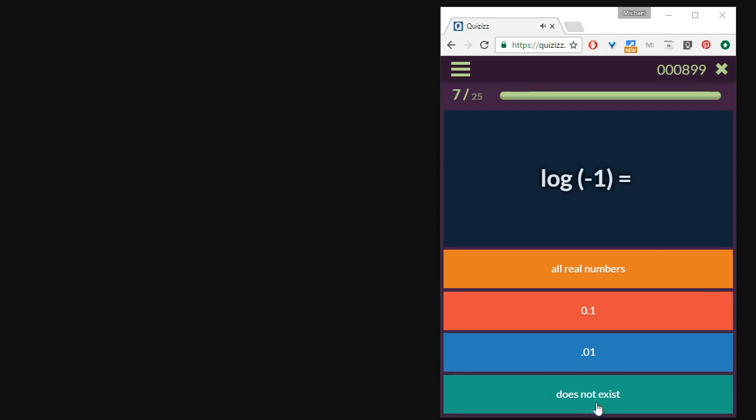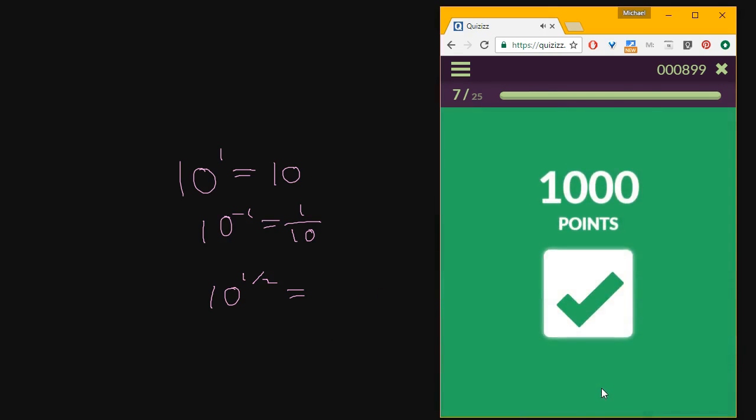So maybe we can play around with that a little bit. 10 to the power of 1 gets us 10. 10 to the power of -1 gets us 1 over 10. That's a positive number. That's not negative. What else could it be? Maybe what about 10 to the power of 1/2? Well, that's like the square root of 10, and I'm not really sure what it is, but it's not a negative number. I don't think there is a way to do it, so I'm going to say does not exist.